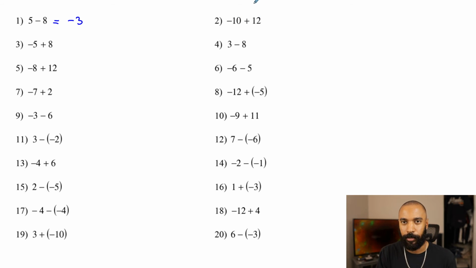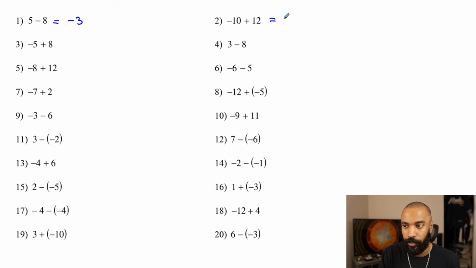Number 2, -10 plus 12. Positive number 12 is bigger, so it's going to be positive. This is literally like 12 minus 10. I can rewrite this as 12 minus 10, but I said I wouldn't. I promised I wouldn't. If you want to, go ahead. Use the commutative property. Number 3, -5 plus 8. Same thing as -10 plus 12. The 8 is bigger, positive, so treat it like 8 minus 5. That's 3.